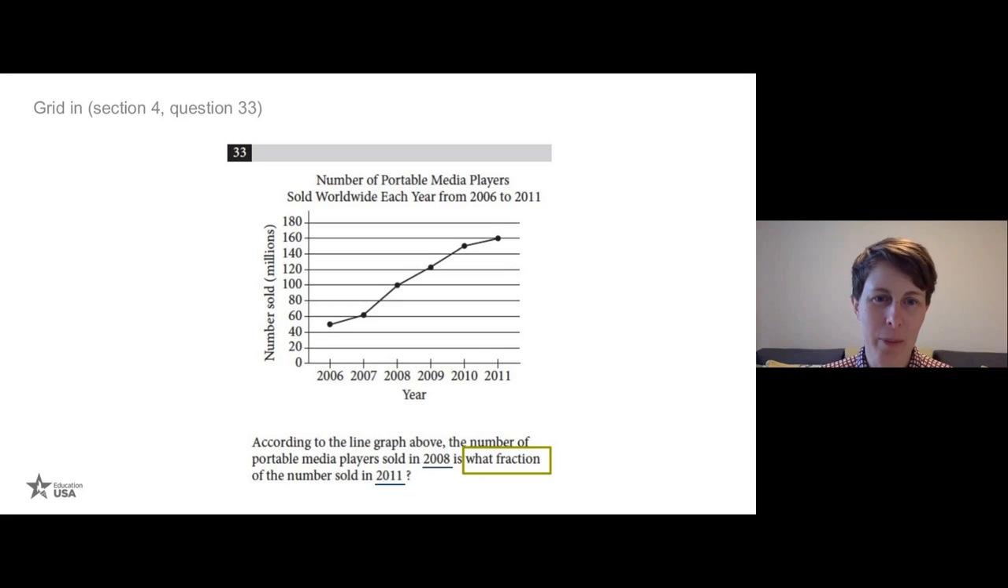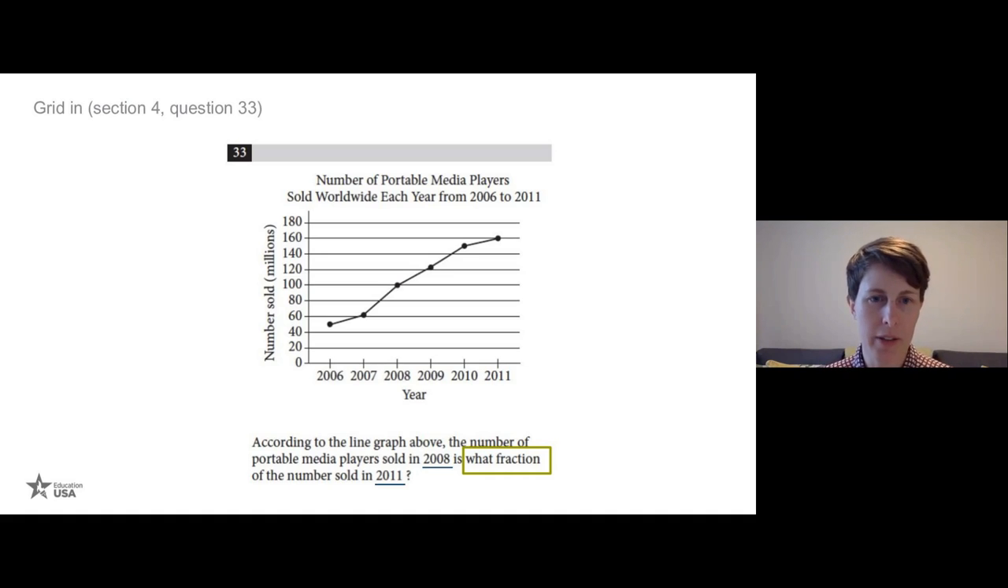According to the line graph above, the number of portable media players sold in 2008 is what fraction of the number sold in 2011? I think part of including portable media players is to almost throw a student off, as in, well, what is that exactly? Is it a phone? Is it this? Is it that? Who cares? It doesn't matter, right? What matters is just the math involved.